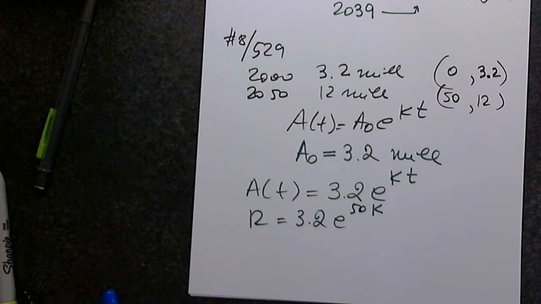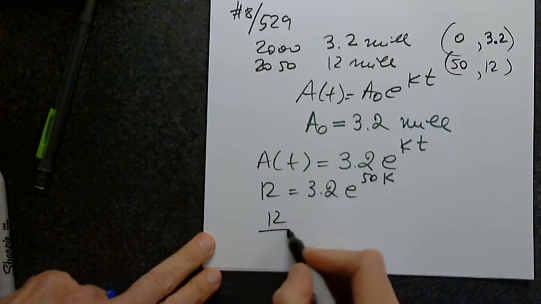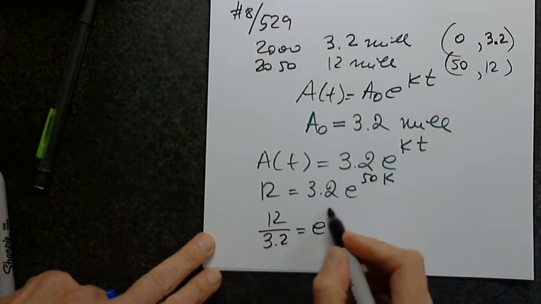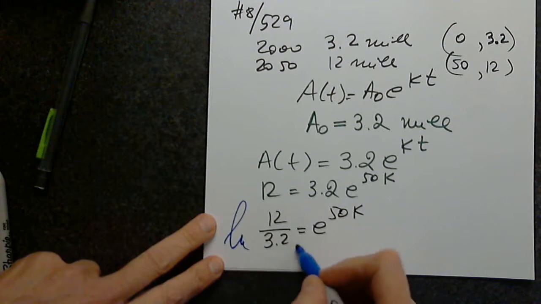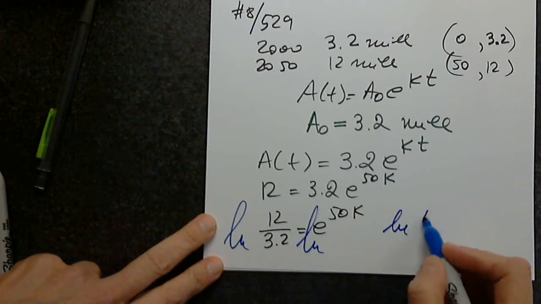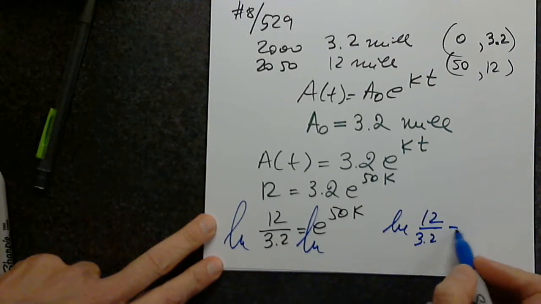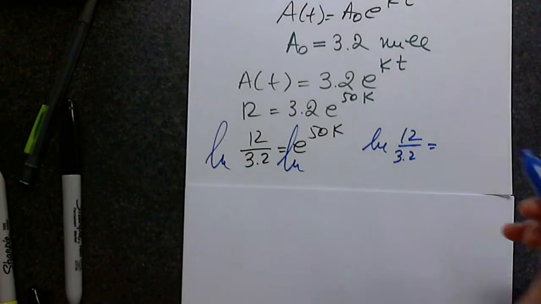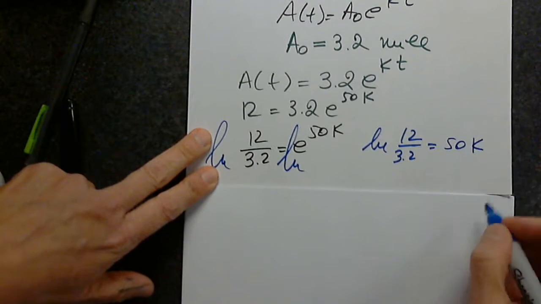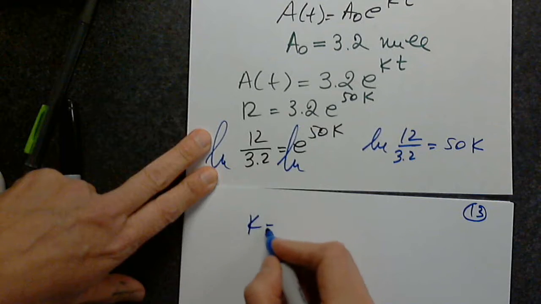What next? Yes, we have to clean it up. 12 divided by 3.2 equals e to the 50k. Very good. Well done. And now, natural log. Very good. So then natural log of 12 over 3.2 equals 50k. Very good. Therefore, we have k.